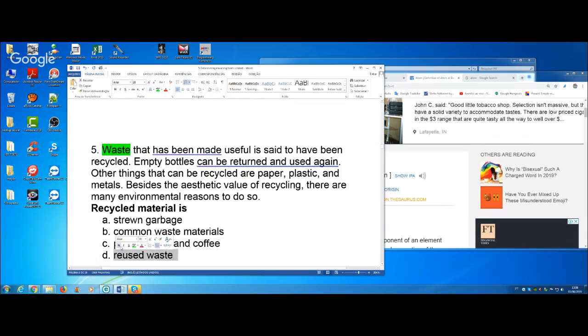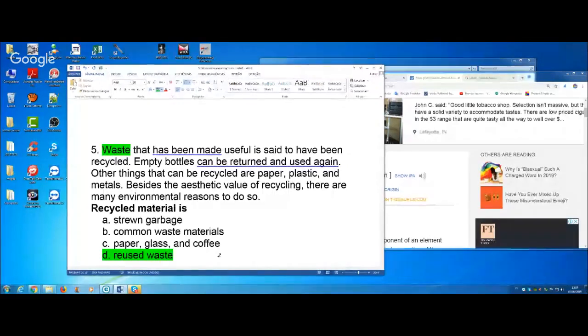Do you agree? Sorry, I answered Jamie's call, so I couldn't read it. Let me read. A waste that has been made useful is said to have been recycled. Empty bottles can be returned and used again. Other things that can be recycled are paper, plastic, and metals. Besides the aesthetic value of recycling, there are many environmental reasons to do so. Recycled material is diffused waste.